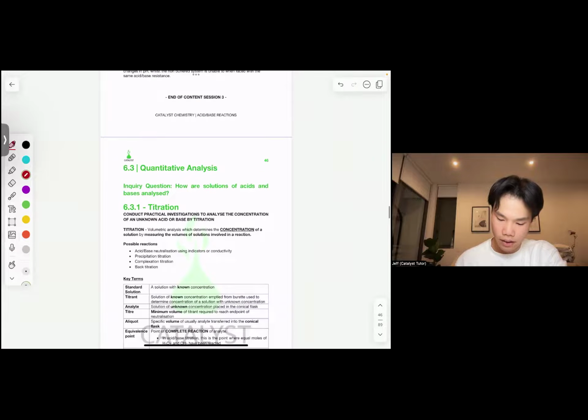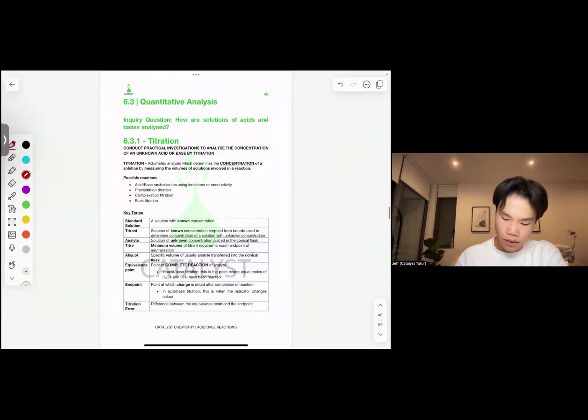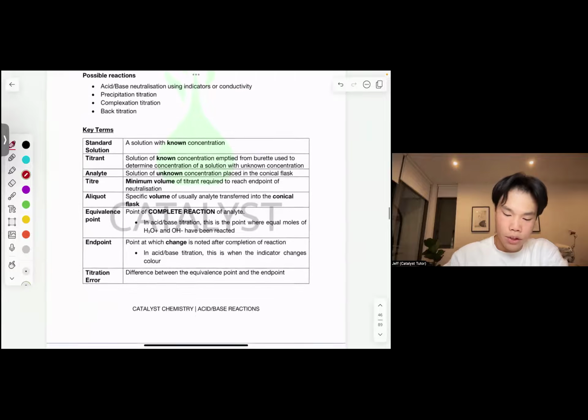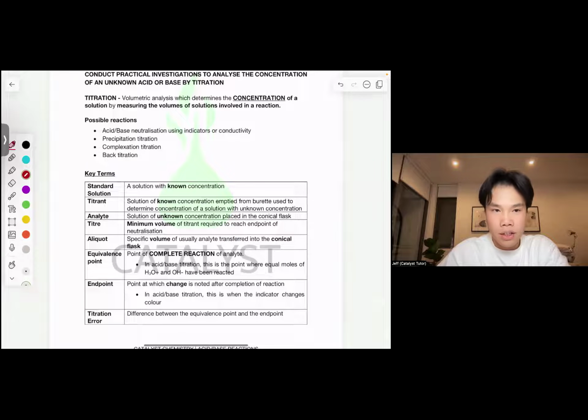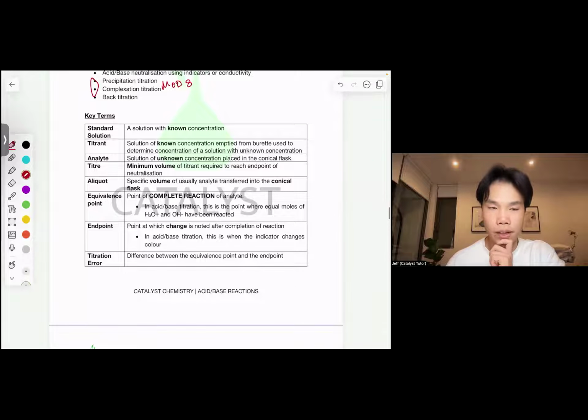Okay. Titration. So different titrations you can see are acid-base, precipitation, complexation, and back titration. These are Module 8, so don't worry about them for now, but sometimes schools can mix them in earlier to test you anyway. Standard solution, titrant, analyte, titer, aliquot, equivalence point, endpoint, titration error, all important to know.